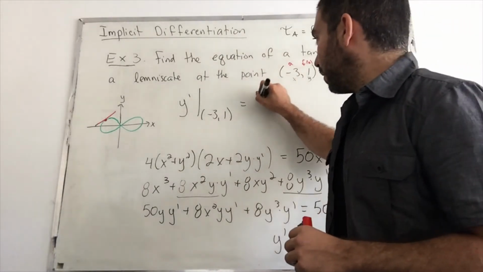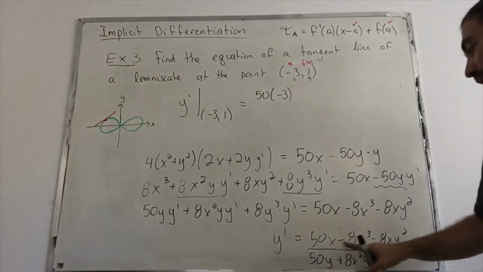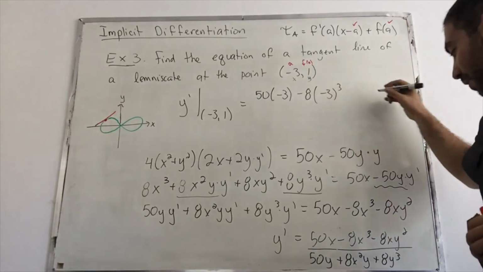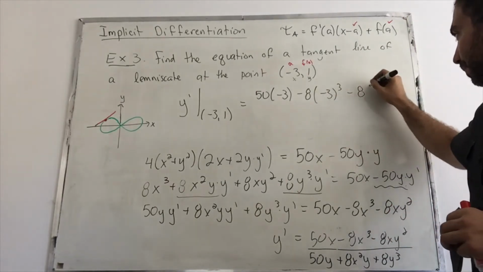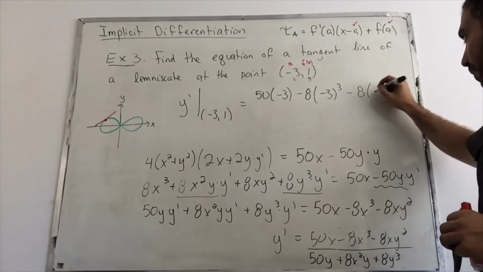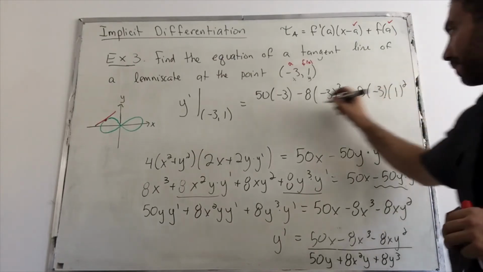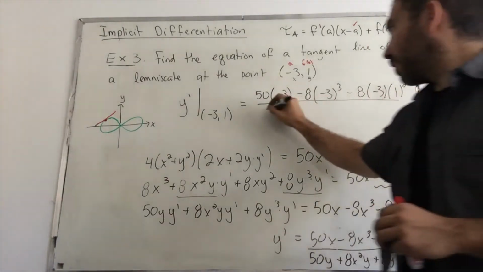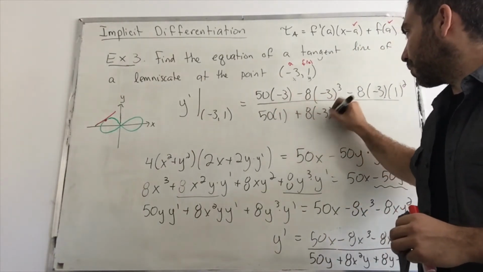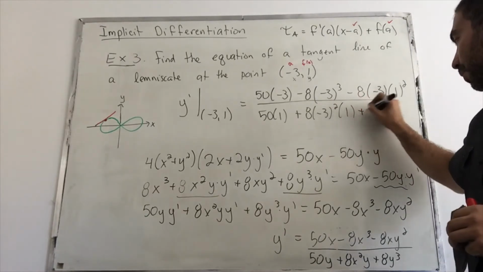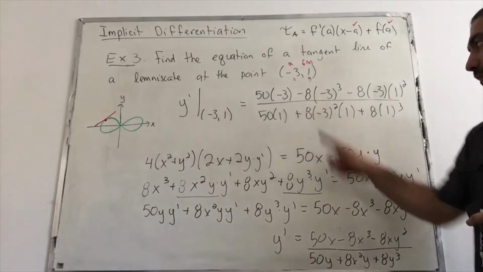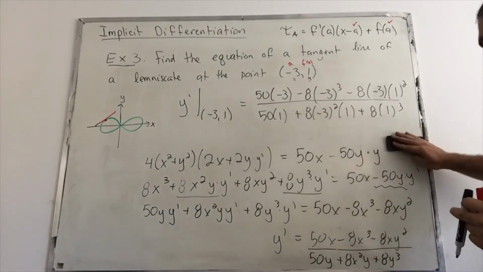So this gives us 50 times -3 minus 8 times -3 cubed minus 8 times 1 times 8 times -3 times 1 squared. All this divided by 50 times 1 plus 8 times -3 squared times 1 plus 8 times 1 cubed. Okay, so all the x's were replaced with -3, all the y's were replaced with 1's. Just going to erase this.